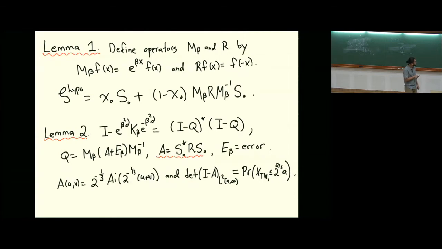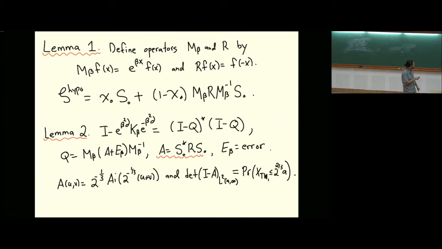And then when you write down identity minus this K beta with the translations, you will see that it has a factorization of this form, identity minus Q transpose times identity minus Q, where Q is a conjugation of an operator A and something else which is an error, which is going to go away in a large beta limit. And A is the operator which is associated to the GOE Tracy-Widom law. So if you take the determinant of 1 minus A on L2 of A to infinity, that gives you the distribution function of the GOE Tracy-Widom law. So that's how it comes.